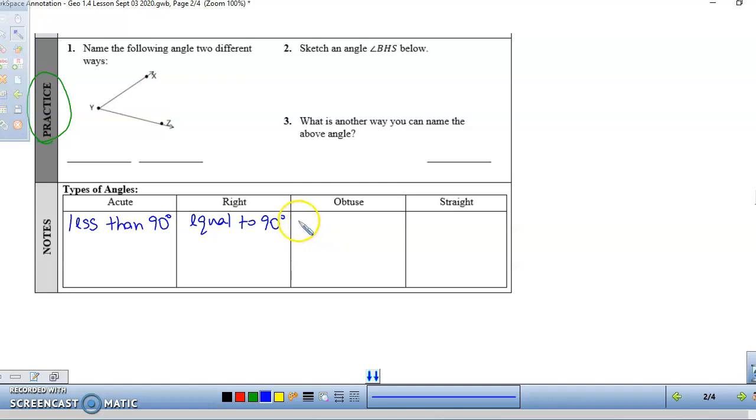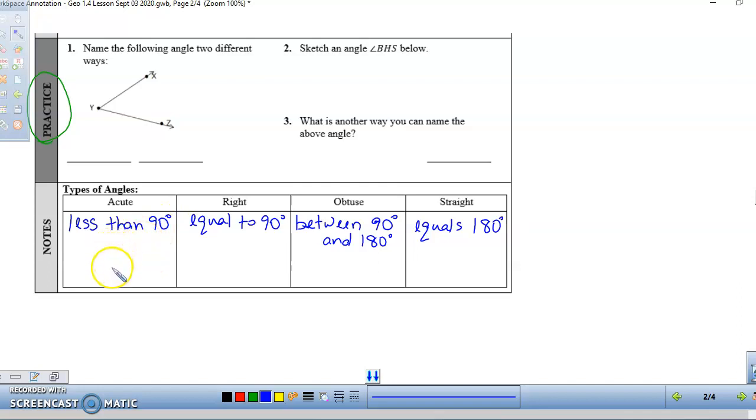And obtuse angles are between 90 degrees and 180 degrees. Straight angle equals 180 degrees. So a little picture to go with each one of those.